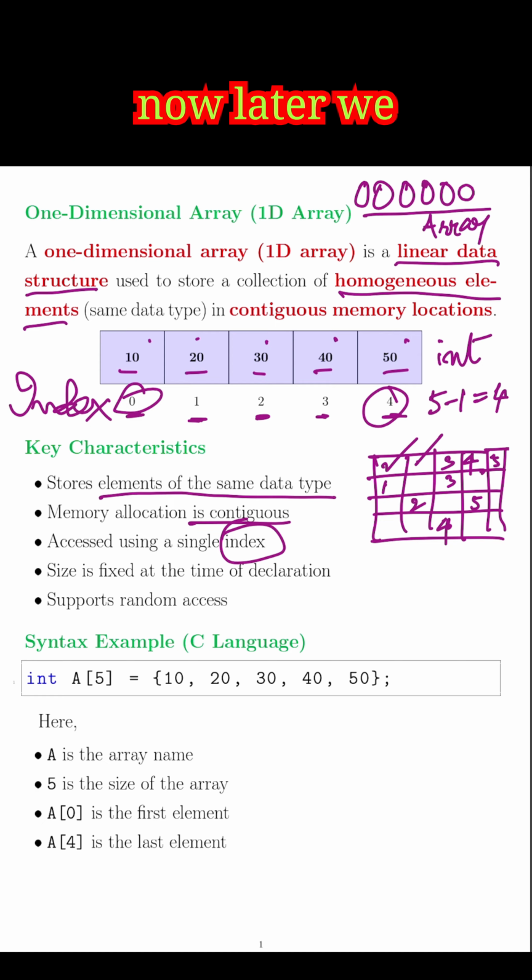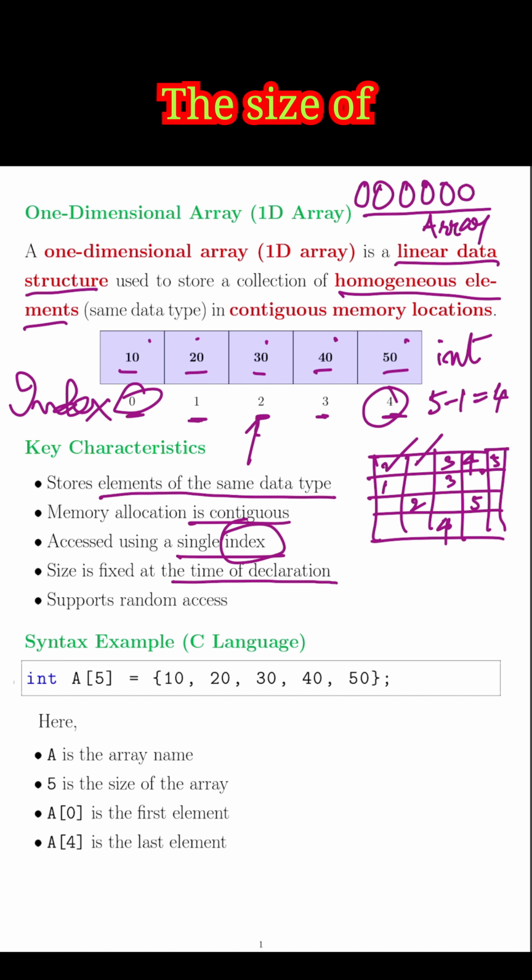Okay. So later we will see that if we want to access a particular element like 30, we can simply access this element 30 by this index number. So that is what is written here, accessed using single index. Size is fixed at the time of declaration. The size of the array will be fixed when we are going to declare the array.